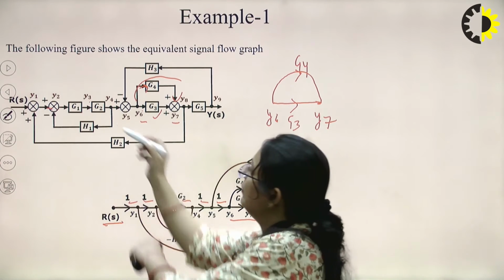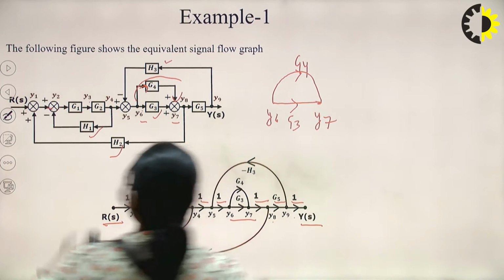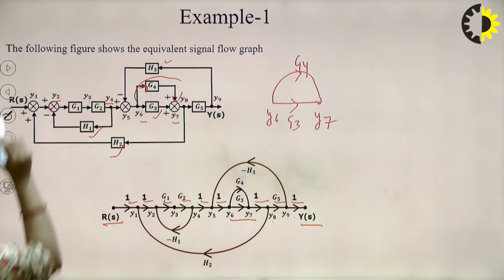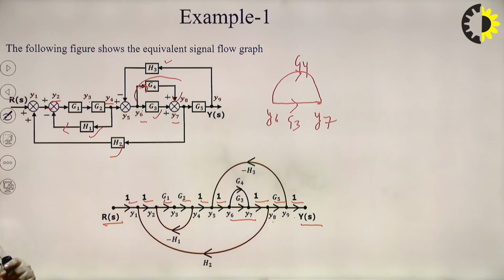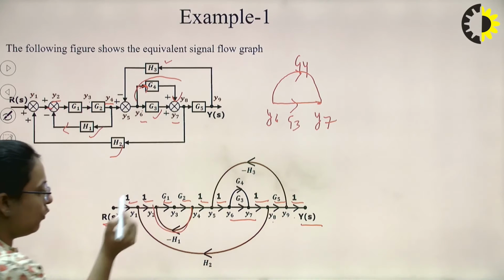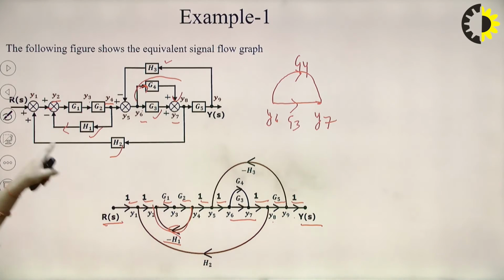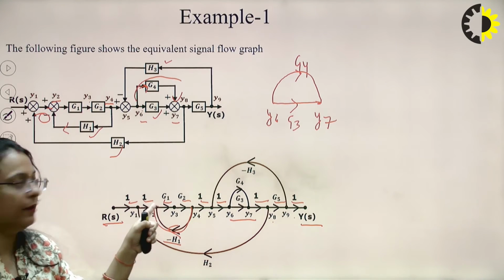Now, I have left these 1, 2 and 3. Now see, this H1 is connected between node Y4 and node Y2. And you can see the direction, it is the reverse direction. Okay, a feedback direction with a negative sign. So between Y2 and Y4, I have connected H1, which is having a negative sign because of this negative sign. It is in the direction of feedback, right?